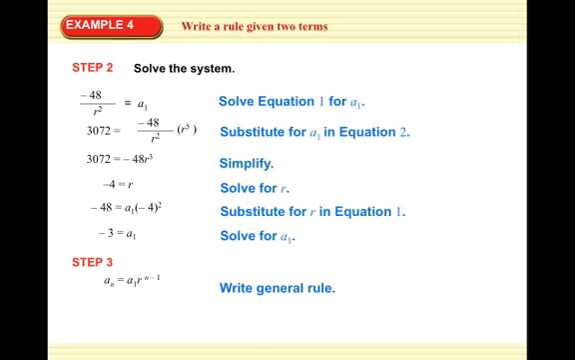So our general rule, an equals a1 times r to the n minus 1, is going to give us an equals negative 3 times negative 4 to the n minus 1, substituting in negative 3 for a1 and negative 4 for r.